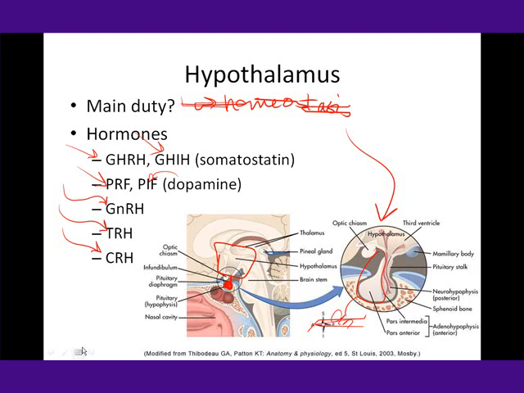It doesn't impact the posterior pituitary in the same way, in that rather than having hormones travel down from the hypothalamus into the anterior pituitary, in the posterior pituitary, action potentials induce the release of different types of hormones, the two being oxytocin and ADH.